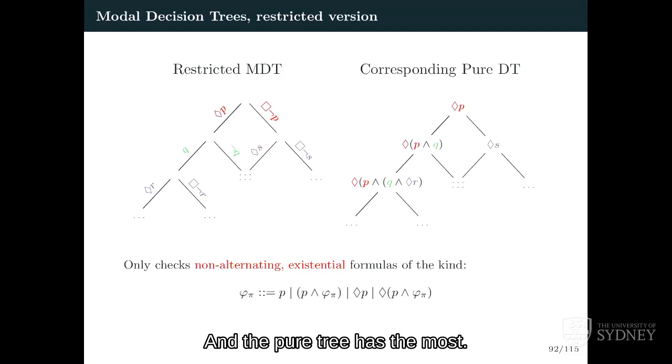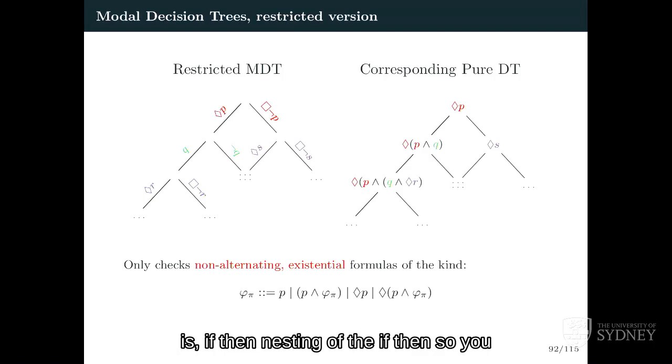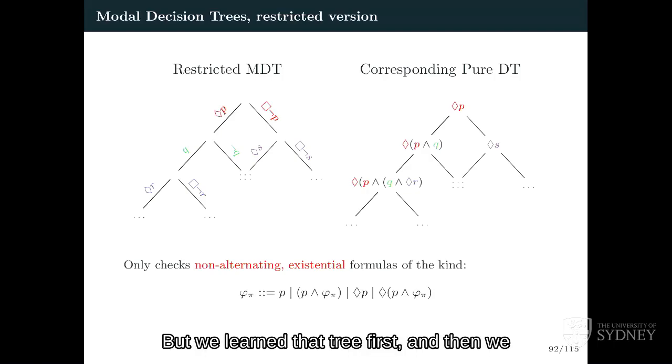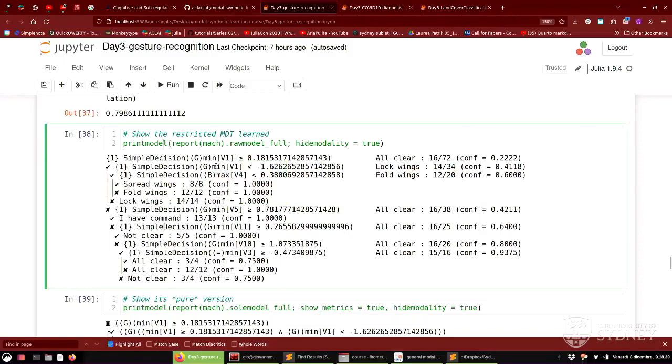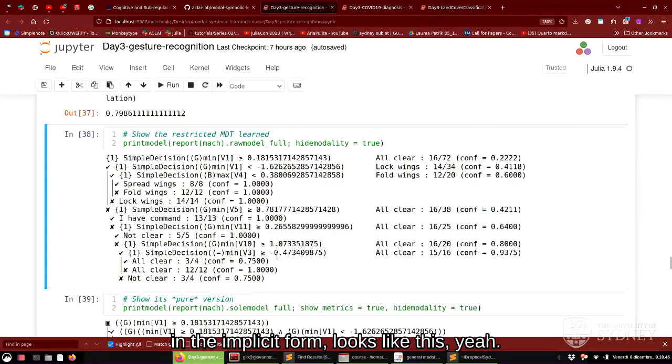And the pure tree has, let's say, the most straightforward semantics. That is the nesting of if-then. So you just have formulas to check. But we learned that tree first, and then we make the translation. So the tree that I've just learned in the implicit form looks like this. Yeah, I mean, this is the string representation of it.